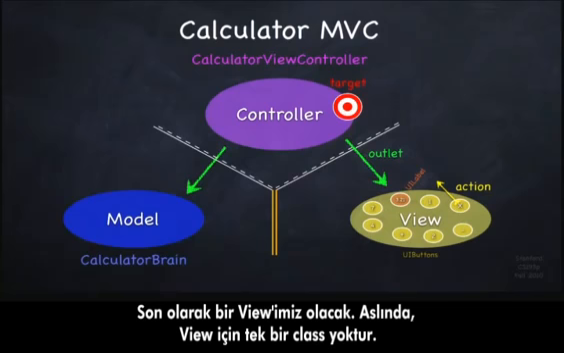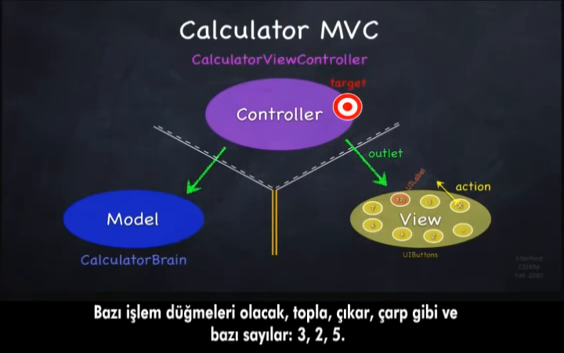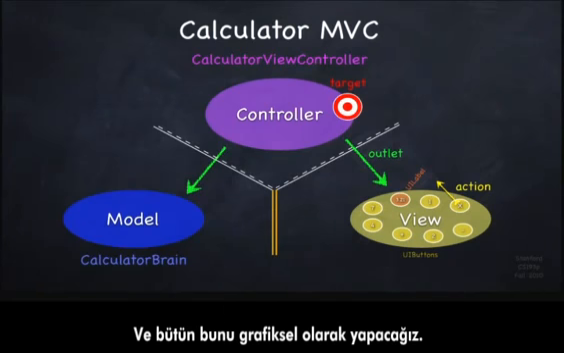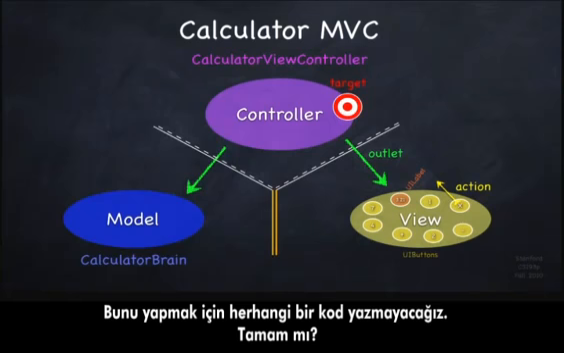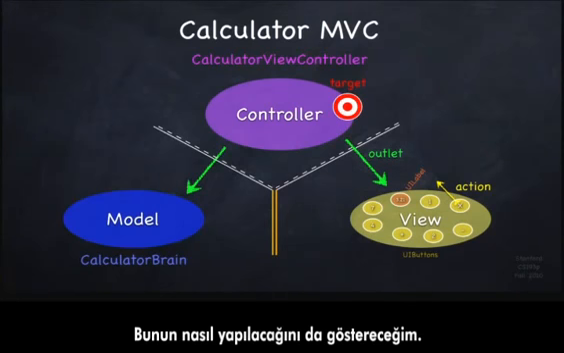And then we're going to have a view. Now, there's no single class for a view. Our view for the calculator is going to have a little display that shows the output of our calculator. It's going to have some operation buttons, plus, minus, times, and some numbers, 3, 2, 5. And we're going to build that all graphically. We're not going to write any code to build that whatsoever. It's all going to be bundled up and stored in a file called a nib file, or some people call it a xib file. And we're going to show you how to do that as well.